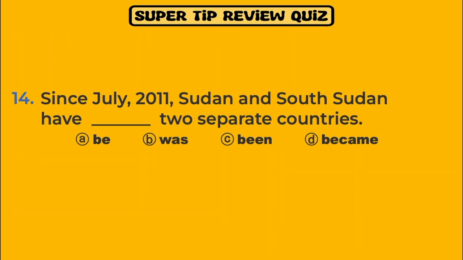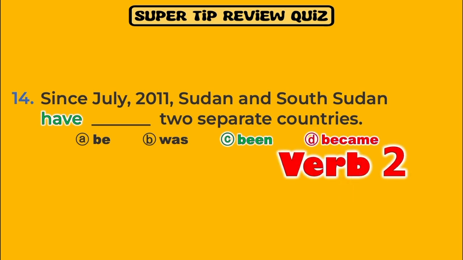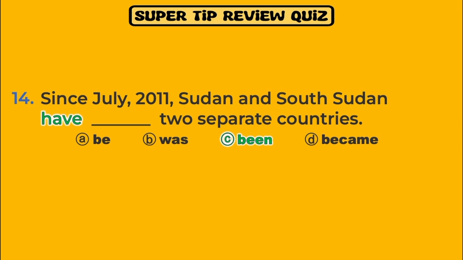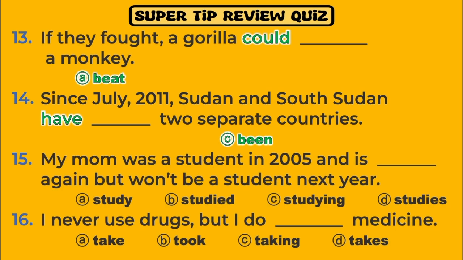How about number 14? Since July 2011, Sudan and South Sudan have two separate countries. It's the have. Think of the rule. Have plus verb 3. Look at your choices. Which one is verb 3? You got it. C. Been is the right answer. Be careful. Delta. Became. Became is verb 2. Okay? Became is verb 2, but have needs verb 3. All right? Not a verb 2. So our right answer is have been. Have been two separate countries.